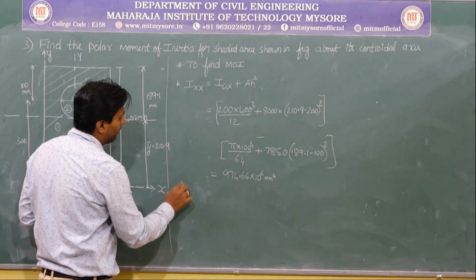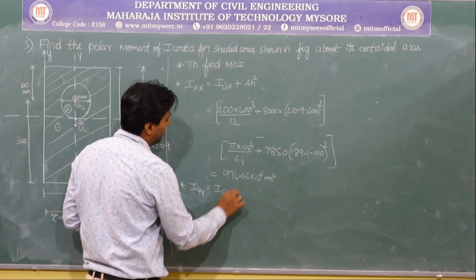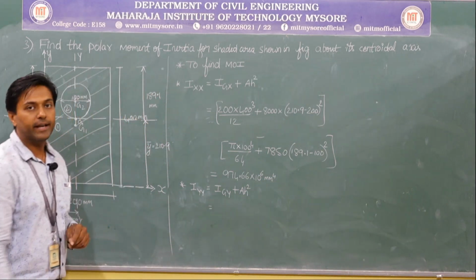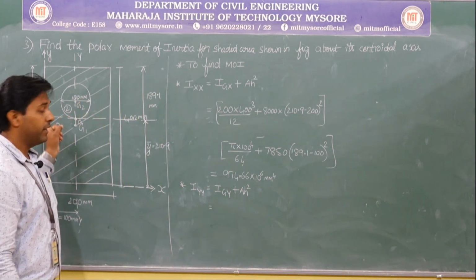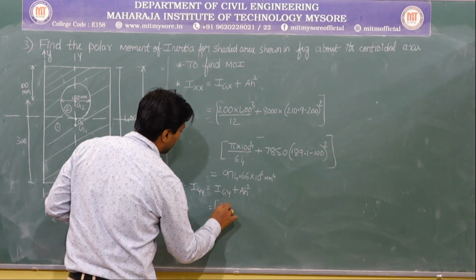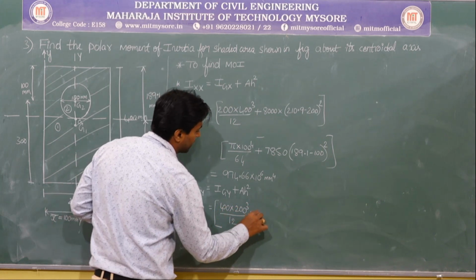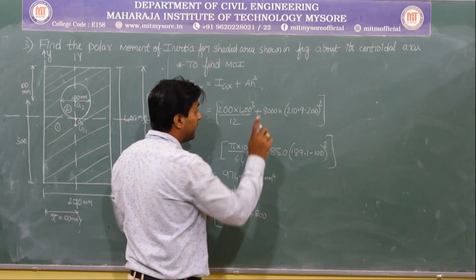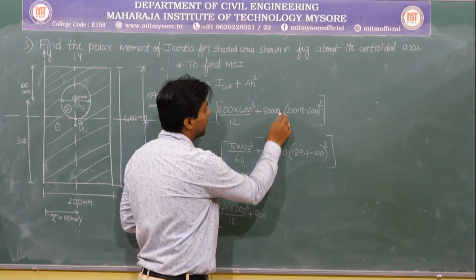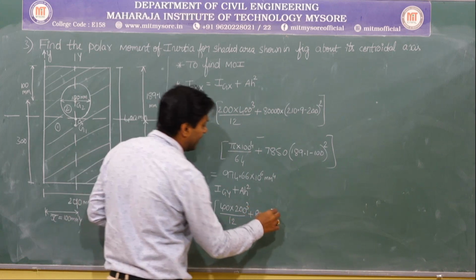Next, similarly, let me go with Iyy is equal to Igy plus A H square. So what is Igy? As the first one is a rectangle, it is d B cube by 12. What is D? D is 400. d B cube by 12 plus, what is the area of the first diagram? It is 80,000. Please change it here. It is not 8,000, it is 80,000. Please make a correction here. So it is 80,000 now into.